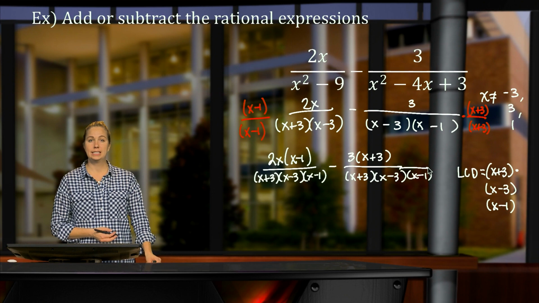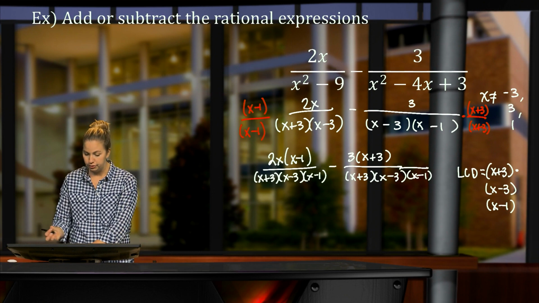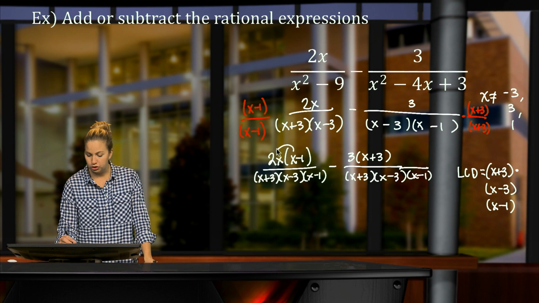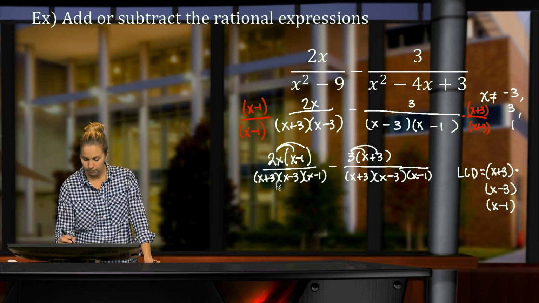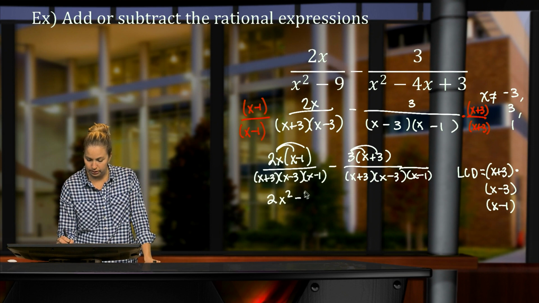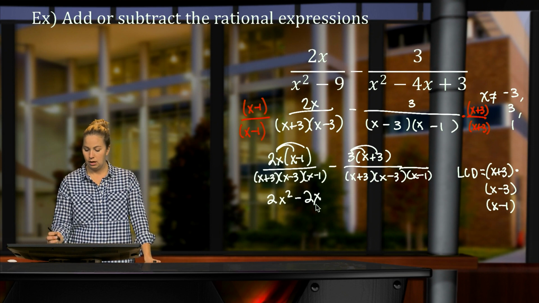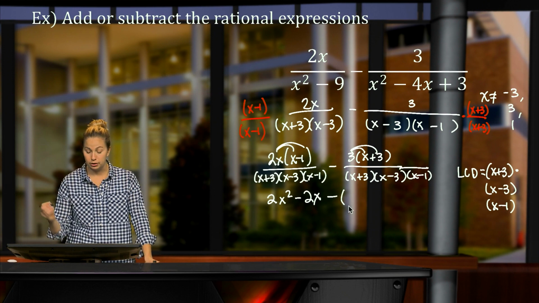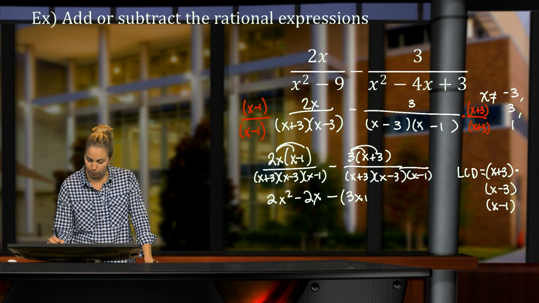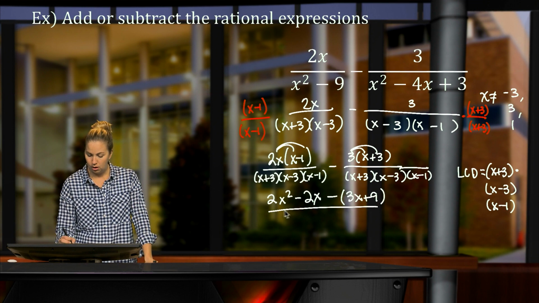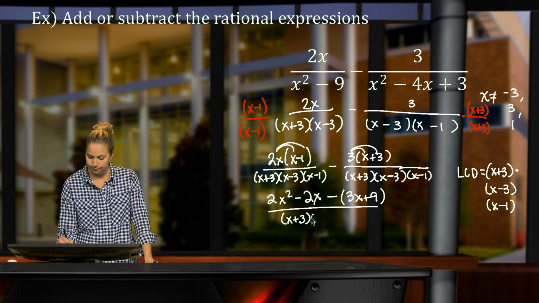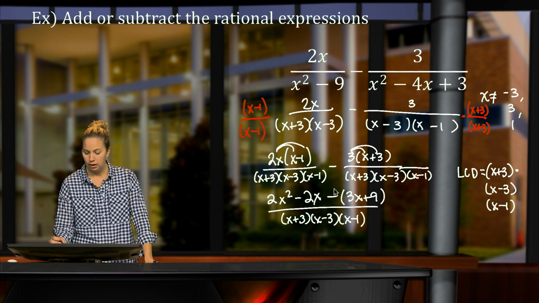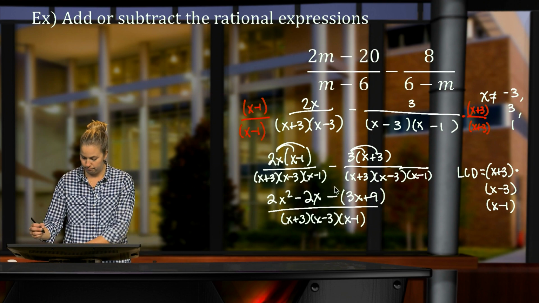Now that both of our fractions have the same denominator, we can combine the numerators. I'm going to go ahead and distribute the 2x, and I'm going to distribute the 3. So we have 2x squared minus 2x minus, and I'm going to use parentheses because I'm subtracting that entire second numerator, 3x plus 9 over x plus 3, x minus 3, x minus 1. Now I need to distribute the negative.